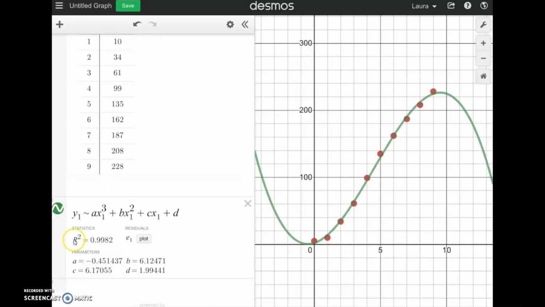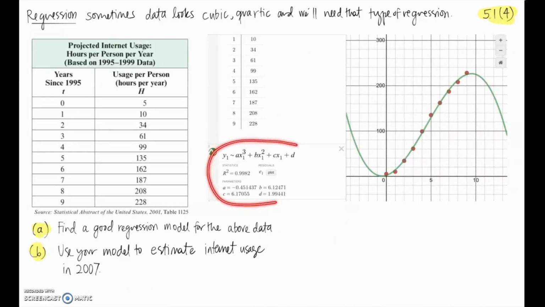So I've finished entering everything in. I've given it a full cubic function to work with, and what it spit out was this as a regression, and it's given me a really good R-squared. This means it's a good fit for the data. These are my parameters here. A equals this number, B equals this number, C equals this number, and D equals this number. So I have my model. At this point I'll take all of the information Desmos has given me and create my regression model.